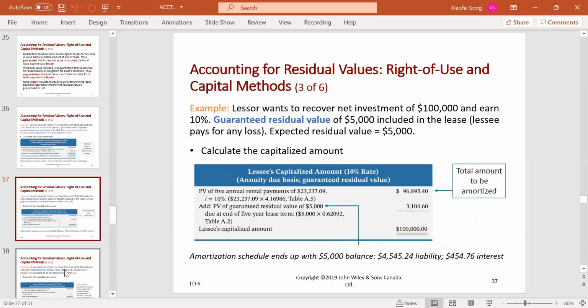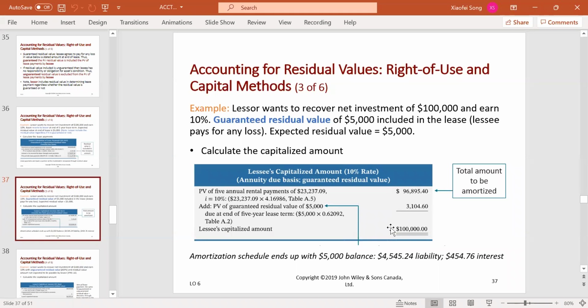From the lessee's perspective, the lessee needs to know whether this residual value is guaranteed or not. The accounting for that is different. It looks very much the same, but they're not the same thing. This is the lessee's capitalized amount. If the residual value is guaranteed, then both the residual value and the lease payments will be capitalized. When you discount the residual value and the lease payments, you also get 100,000 in this case.